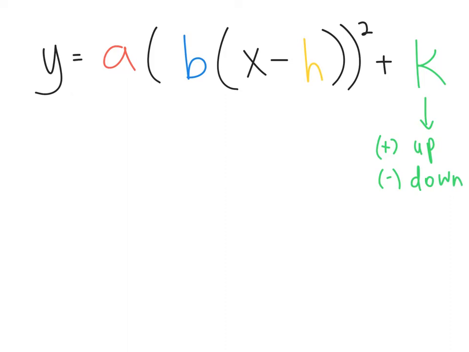So up and down are going to be on the outside, which means left and right are on the inside, represented by the letter H. The letter H could be positive or it could be negative. And so remembering that the inside lies to us, if it's positive, it's going to move left, even though it usually moves right. And then the negative will move right.